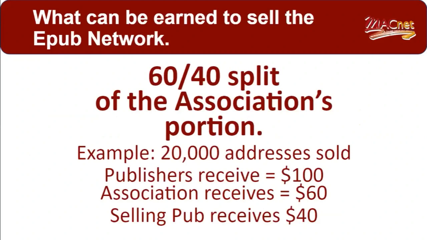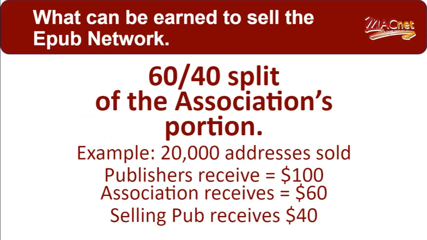The 60-40 split is what we do for our print publications right now when a member sells advertising into the association. Because we're combining the print and the Epub together, we'll use that same pattern of a 60-40 split.